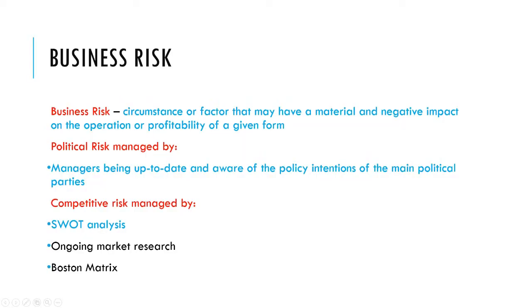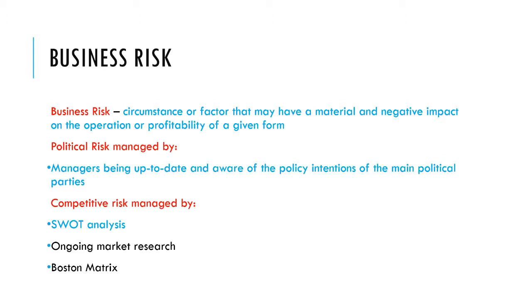A business risk is a circumstance or a factor that may have a material and a negative impact on the operation or the profitability of a given firm the business is carrying out. So the different forms, and the first one we're going to discuss is political risk. You manage this by having managers keeping up to date and becoming aware of the policy intentions of the main political parties. So for example, in the UK, it'd be Labour and Conservative, find out what their main policy intentions are, to do specifically with the fiscal policy and the monetary policy.